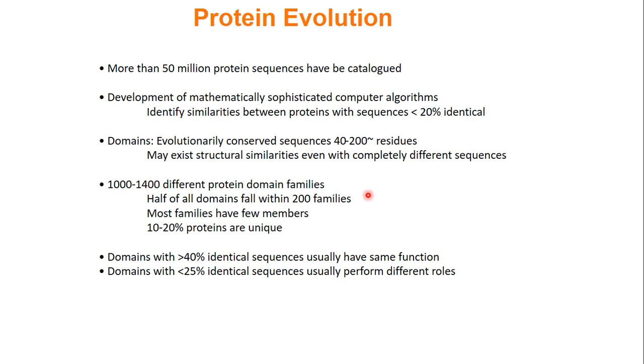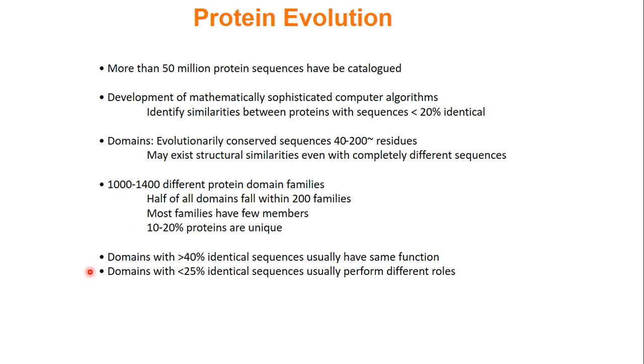A domain can have different amino acids, but it has a specific 3D shape to it that really matters for us. And so far we have cataloged over 1,000 to 1,400 protein domain families, although half of all the domains we know fall within 200 of these families. There's a lot, but a lot of those families only have a few members. Only 10 to 20% of these domains are occupied by just one protein.